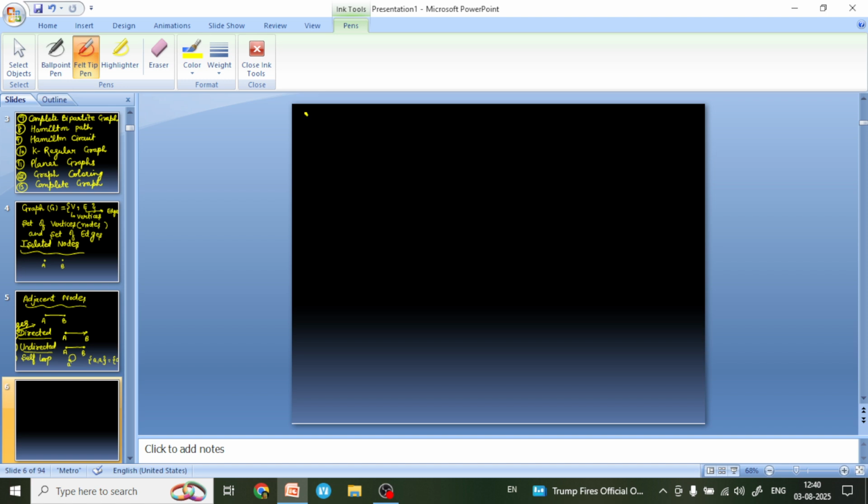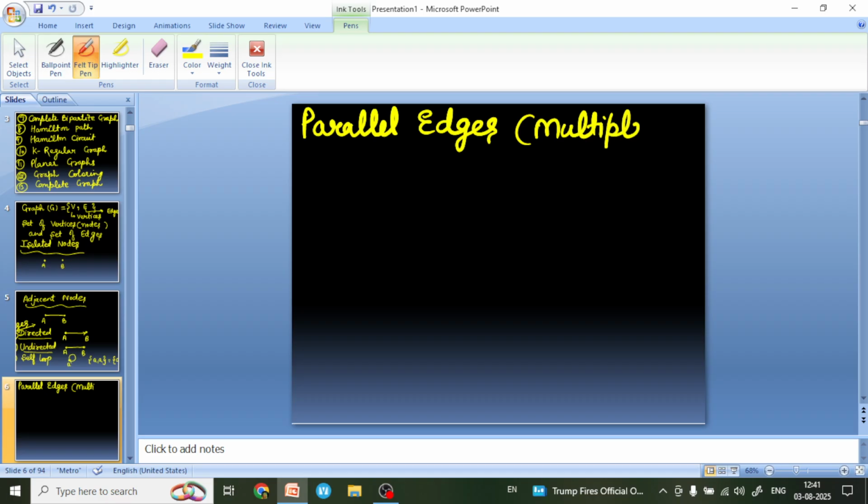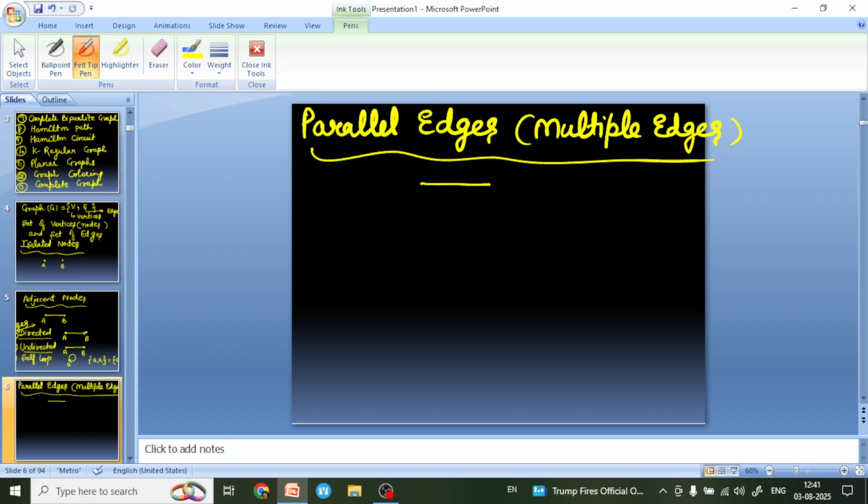Now next one is parallel edges, or you can say multiple edges. Two or more edges joining the same pair of vertices, like this A, B.